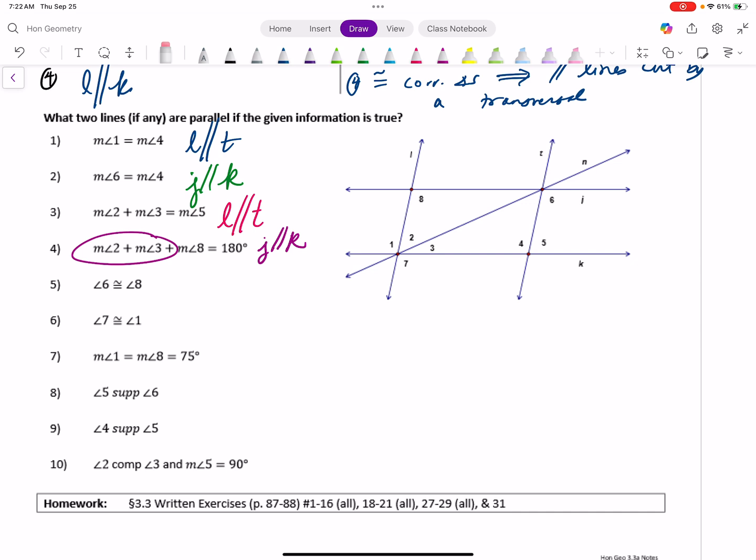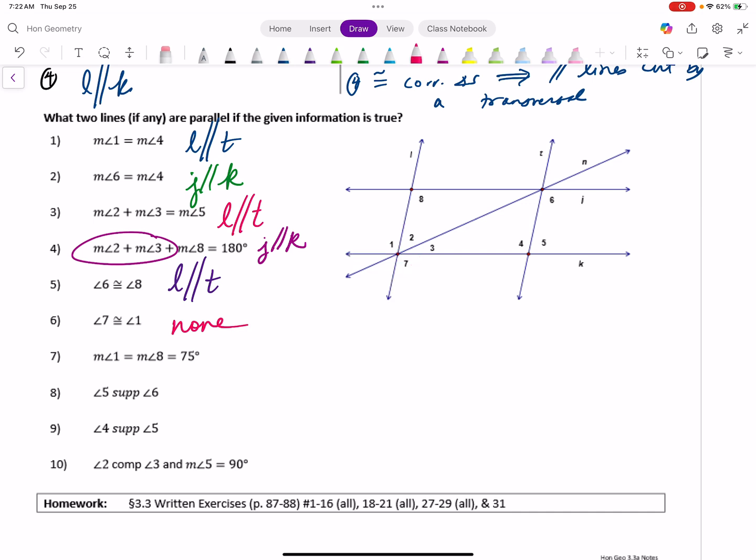All right, next up, 6 and 8. Let's see where 6 and 8 are. So 6 right there, 8 right there. I could use this line, this transversal. Those are corresponding angles. We just said they're congruent. That's definitely going to make lines L and T parallel. Okay, all right, what's next? 7 and 1. Okay, 7 and 1 are just vertical angles. That has nothing to do with parallel lines. 7 and 1 are going to be congruent all the time. So that doesn't prove any kind of parallel lines.